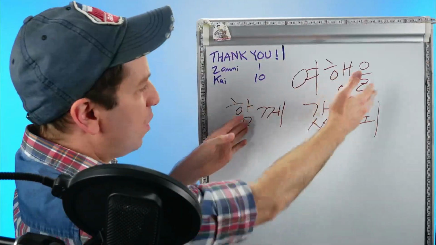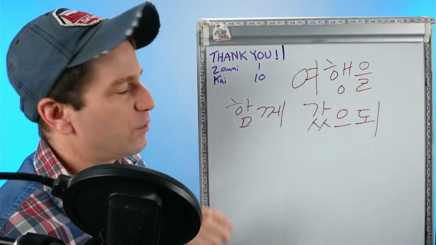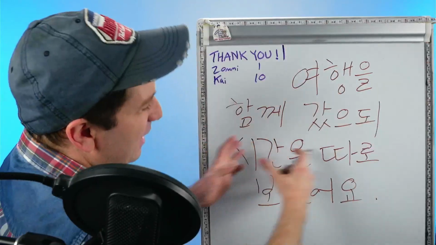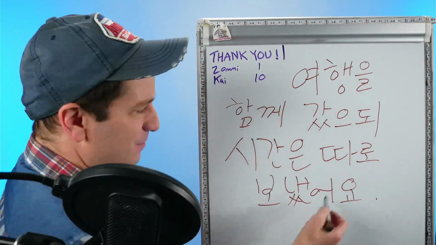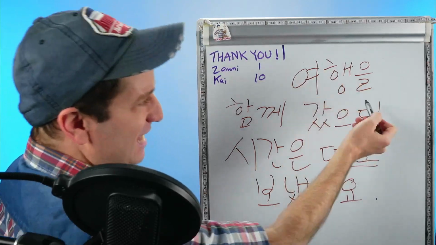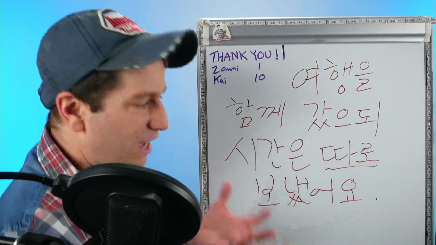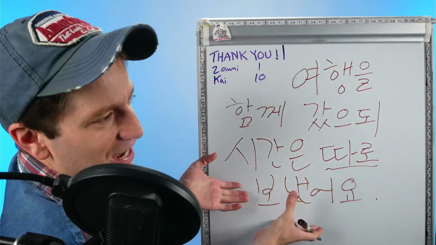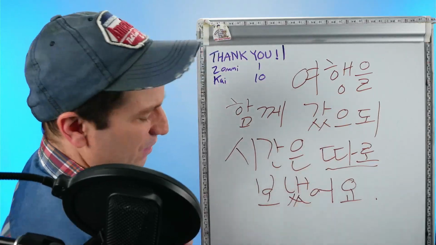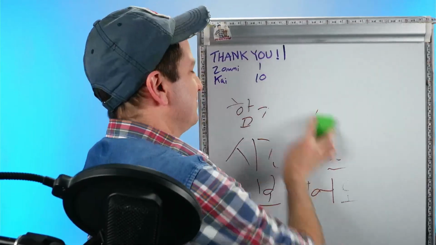Okay. 여행을 함께 갔으되. Yes, we went on a trip together. However, there was a limit to that. And the limit was, again, it's a limit on this. 시간은 따로 보냈어요. So we spent our time, 시간을 보내다, to spend time, 따로, separately. So, yes, we went on a trip together, but we actually spent our time separately. 여행을 함께 갔으되 시간은 따로 보냈어요. So yes, we went on a trip together, but we spent our time separately.